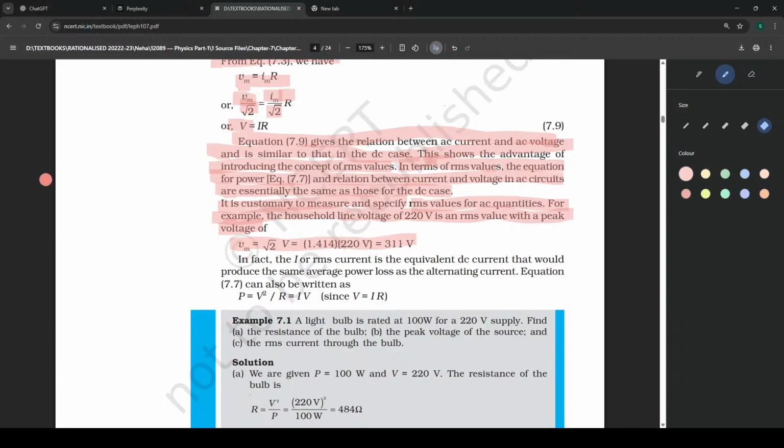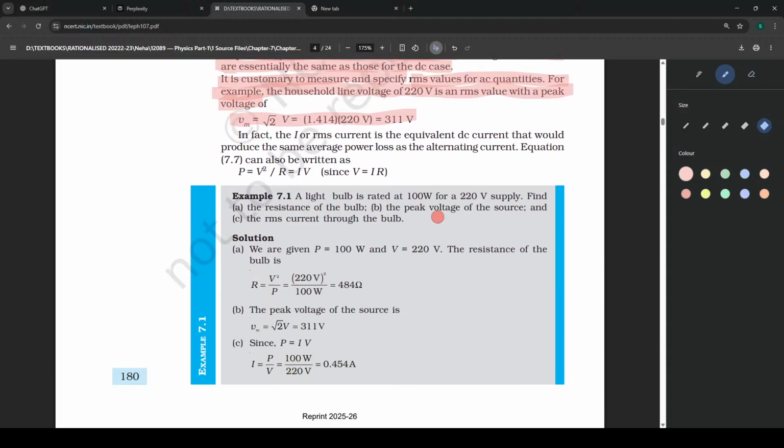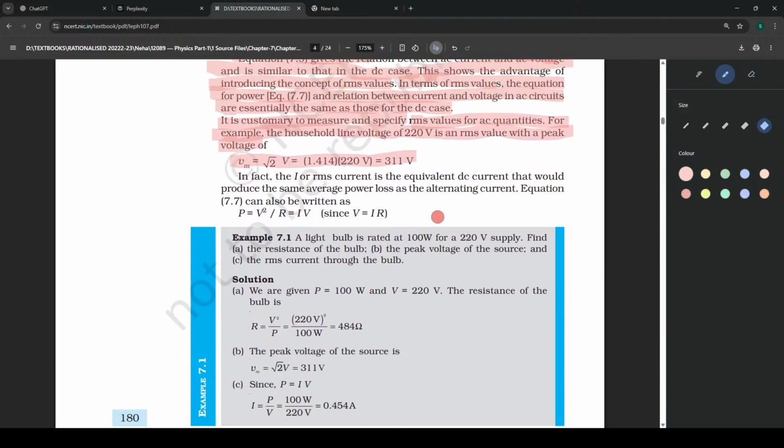Okay, in India the voltage we get at homes is 220 volt and 50 hertz. In that value, 220 volts is actually an RMS value. It is not the peak value, it is the RMS value. And if we calculate the peak value, it should be around 311 volt. And 220 volt is actually only the RMS value.